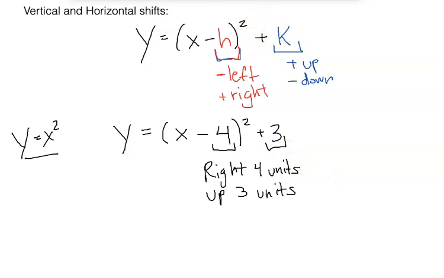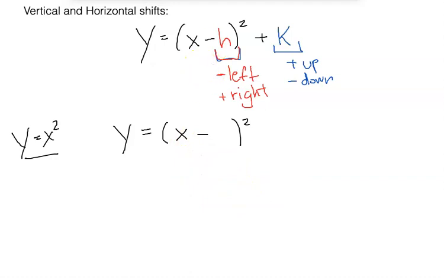So let's change some numbers up here. I'm going to erase things. And let's change this into a positive. We're going to say y equals (x plus 8) squared minus 2. So if we compare the parabola y equals (x plus 8) squared minus 2 to y equals x squared, how do you think this parabola is going to move from its parent function of y equals x squared?